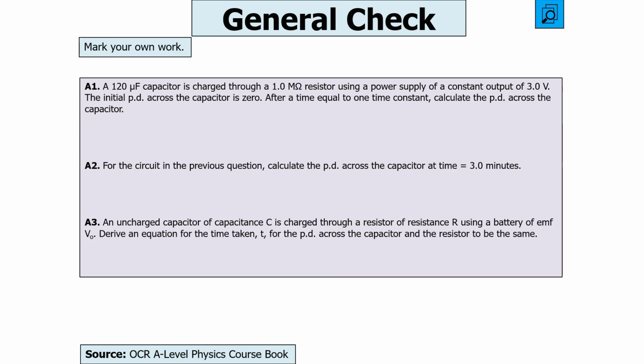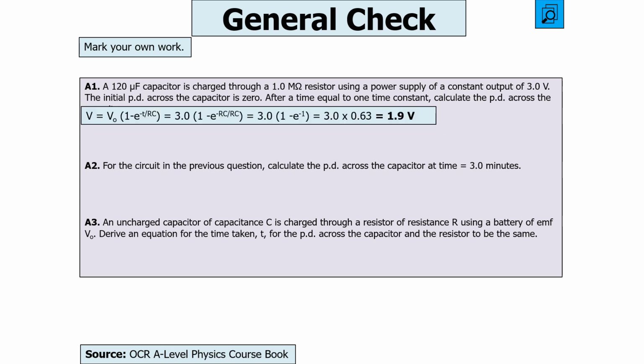Right, in this first one, we've got to use our equation for a charging capacitor. So we say that V equals V0, which is the EMF, or the output of the power supply, multiplied by 1 minus e to the power minus t over RC. Now remember, RC is a time constant, so after 1 time constant, t is going to equal RC. So it's going to be RC over RC, which cancels through to be 1. So therefore we're going to say it's 3 times 1 minus e to the power minus 1. Pop that through and we get 1.9 volts.